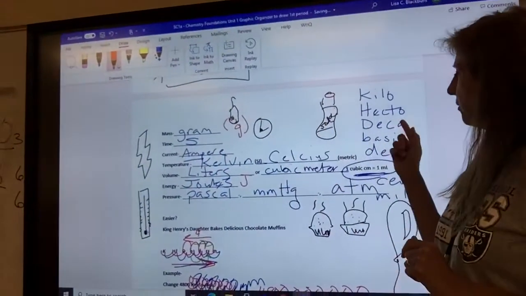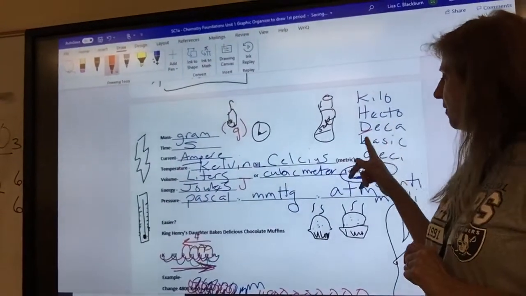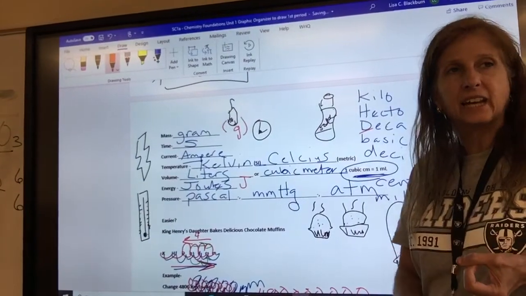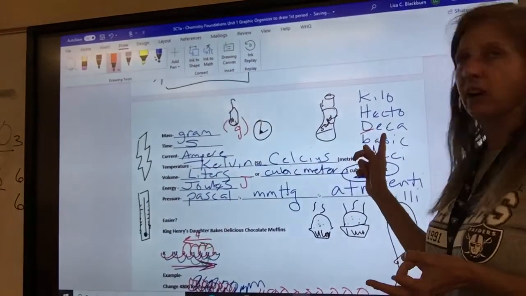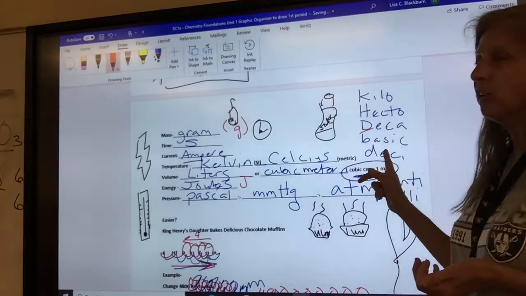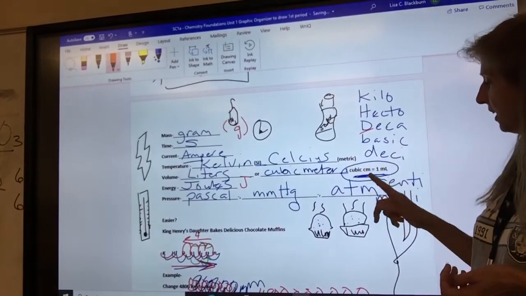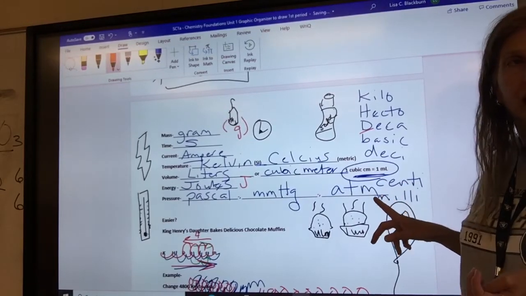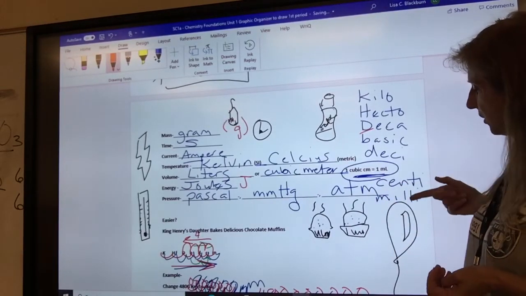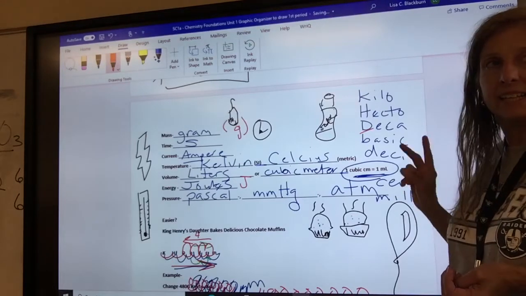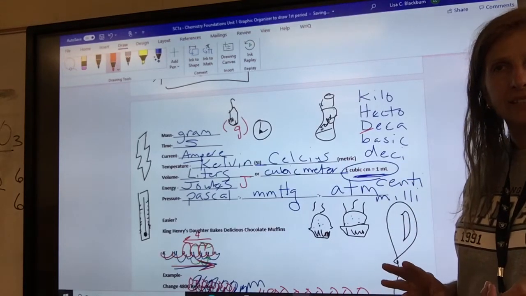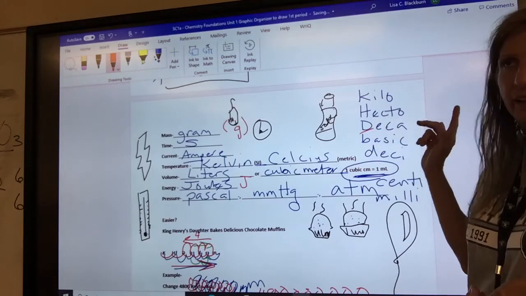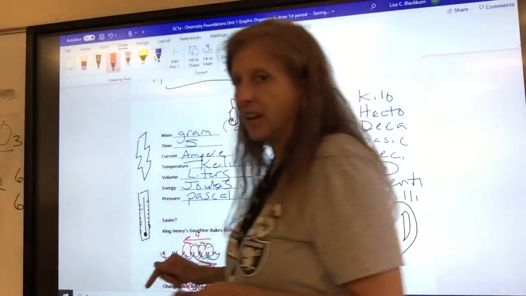All right. So deca is a capital D. Then basic. What I mean by basic is gram, liter, second. Whatever the base unit is goes next. Then little d for deci, little c for centi, and little m for milli. And how you remember that is all of the little ones end in e: deci, centi, milli. Does that make sense to you? The deca goes up here with hecto and kilo. All right, so this is how it works.